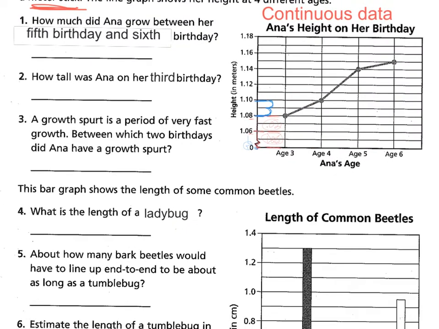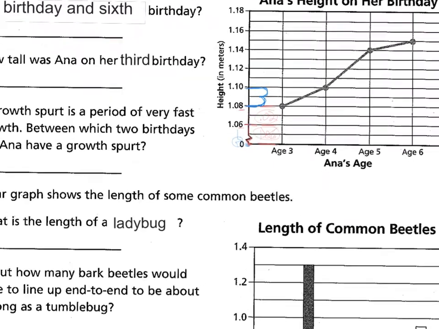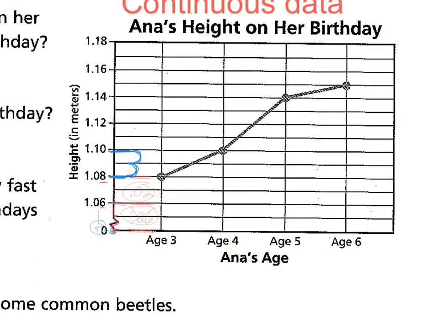Alright, number 1. How much did Anna grow between her 5th birthday and 6th birthday? Well, to answer that, I need to identify how tall she was on her 5th birthday and how tall she was on her 6th birthday, and then subtract. So on her 5th birthday, if I find age 5, and then I follow this over, I see that she was 1 14/100 meters tall. So I'd write that down.